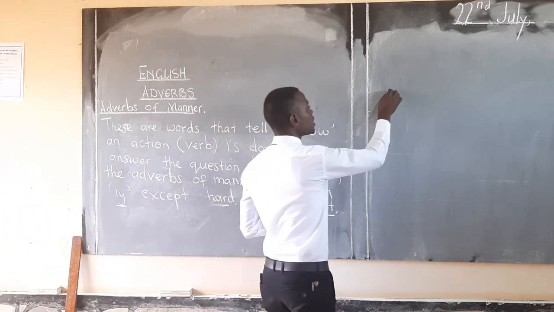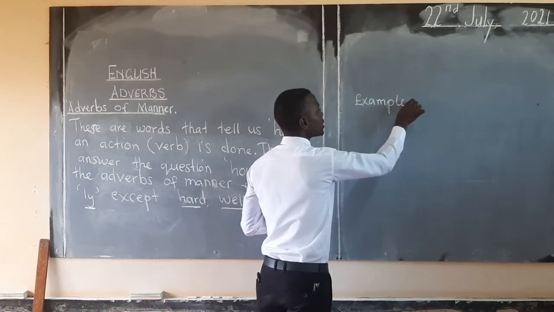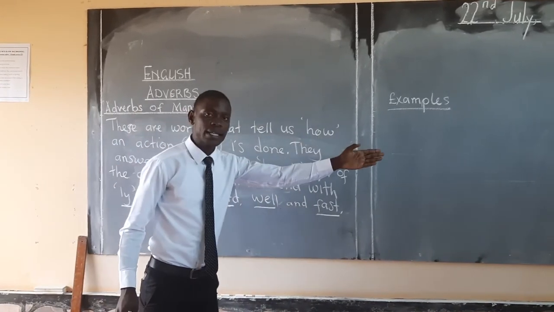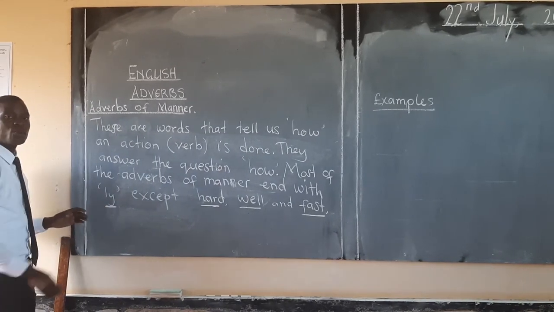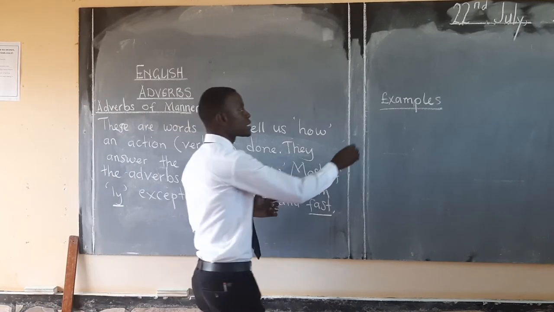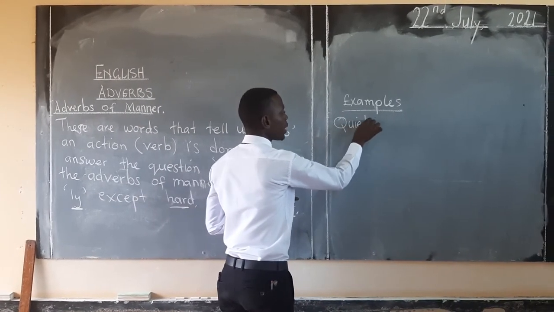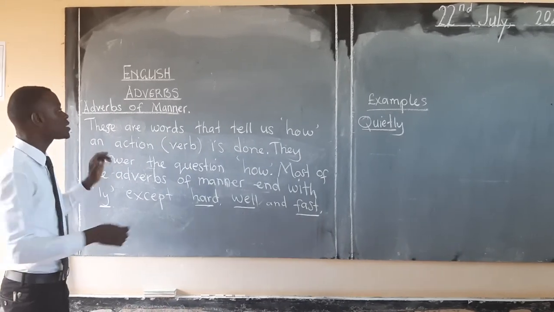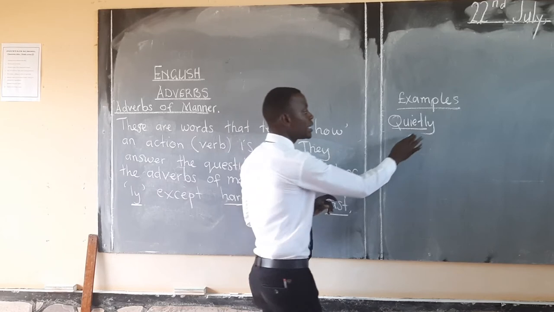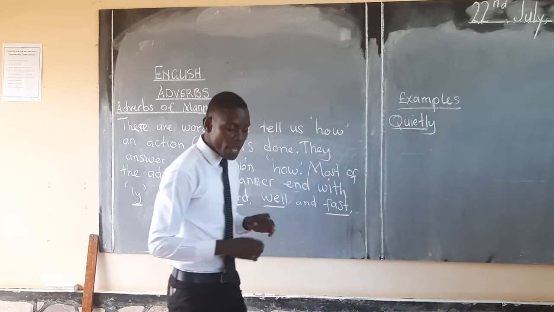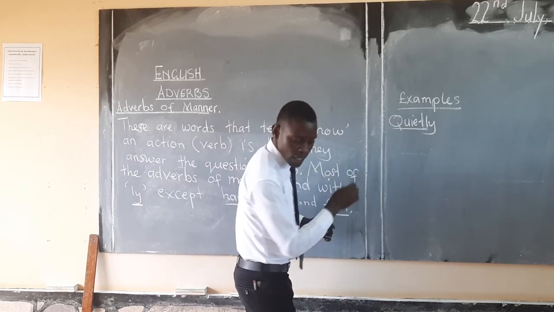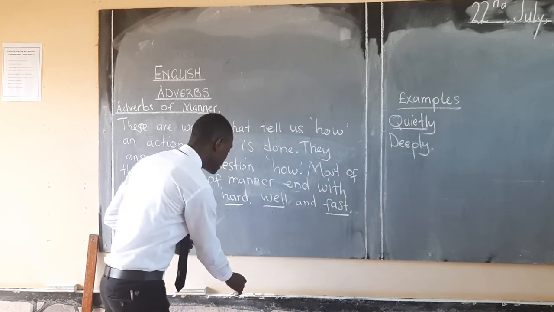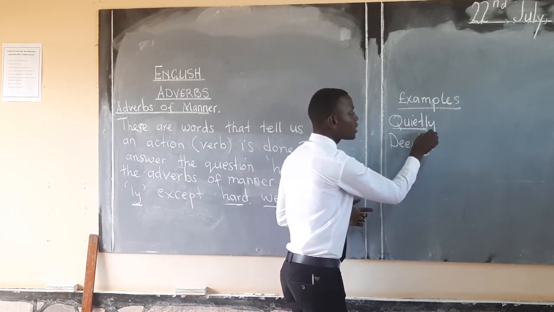So now, can we look at examples of words that end with L-Y. Some of the examples that I'm going to write here end with L-Y. We have words like quietly. It is the word quiet. For that word to qualify to be an adverb of manner, we need to add L-Y. We have another word, which is deeply. The words that I'm writing on the board are ending with L-Y.